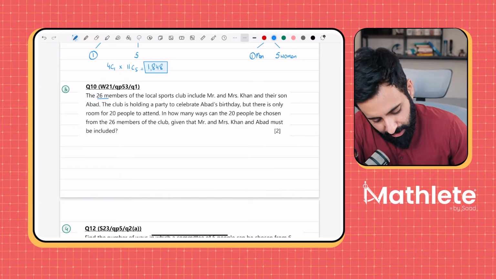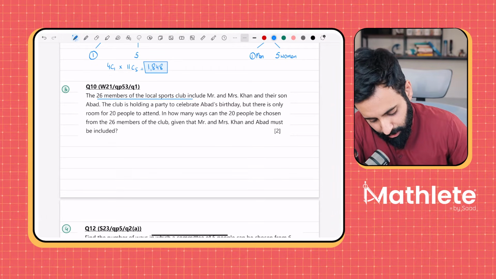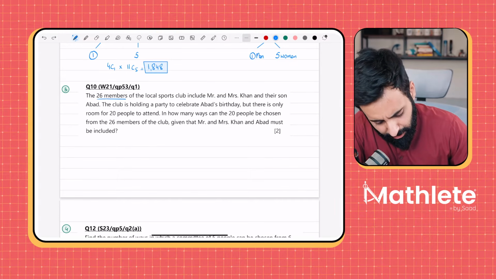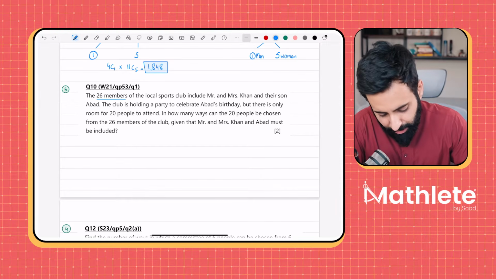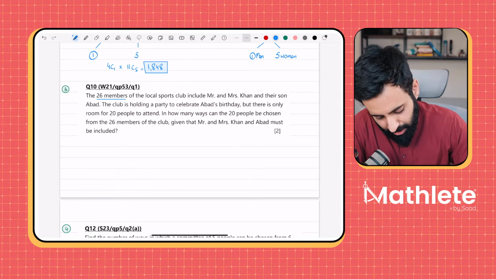So this question says that 26 members of the local sports club include Mr. and Mrs. Khan and their son. Okay, I don't think I need to underline all of that, so let's just underline 26. Okay, so we have Mr. and Mrs. Khan and their son Abad. The club is holding a party to celebrate Abad's birthday.